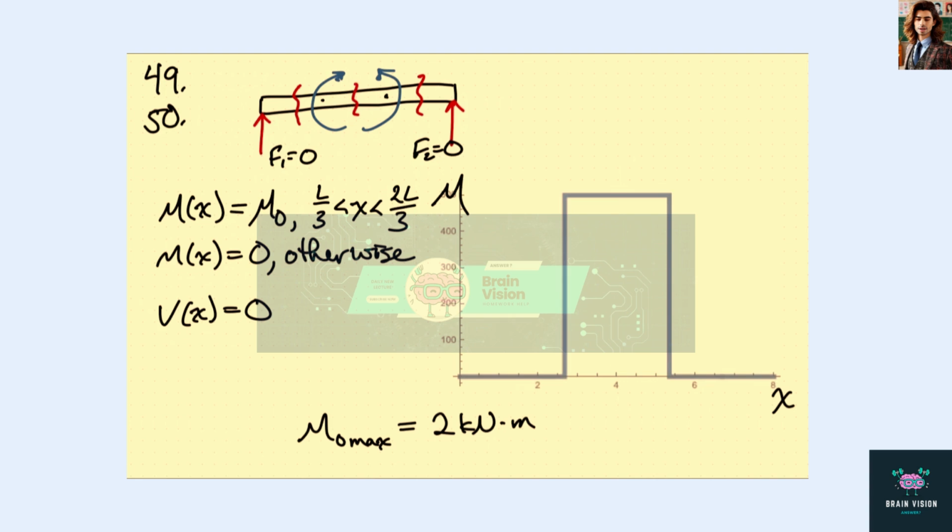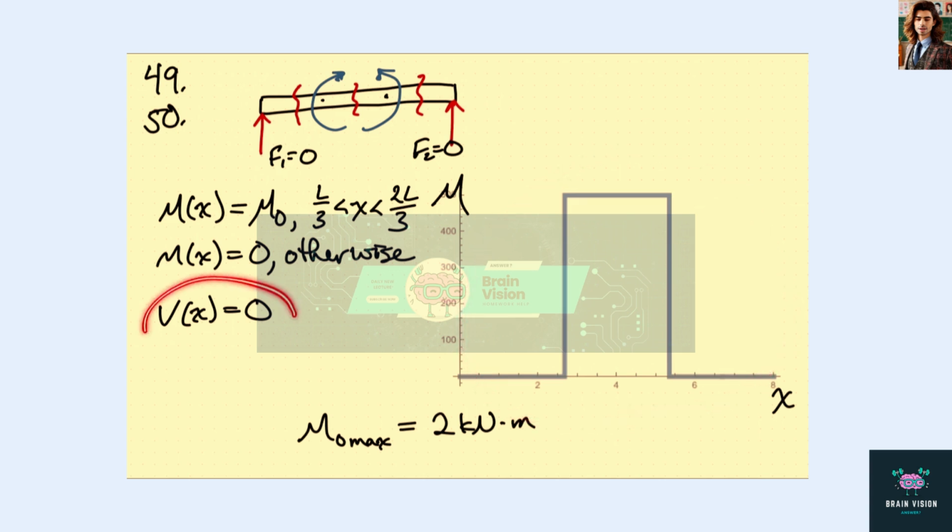Now in problem 50, they say, okay, let's make the beam a little longer and say that the beam will fail when the maximum shear is 5 kilonewtons or the maximum bending moment is 2 kilonewton meters. Well, it doesn't matter if we make the beam longer. We're just going to basically stretch this plot out a little bit, so we go to 3, and this will have the length of 3. It's still going to look the exact same.